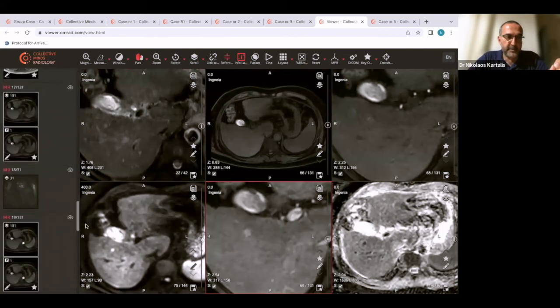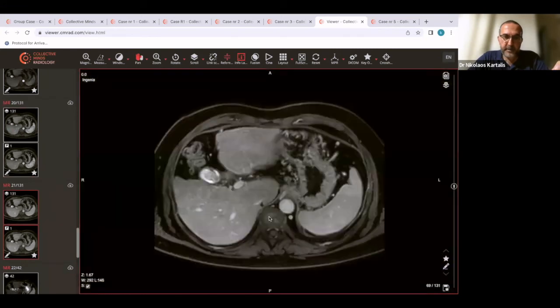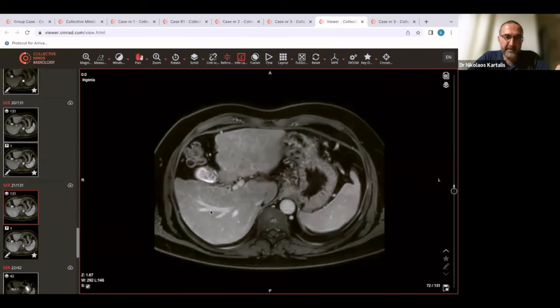I will try to get the 3 minutes phase back on the screen. This is the 3 minutes phase. You don't see any washout. You don't see any washout. You don't see any enhancement like the blood pool. So this is definitely not hemangioma.